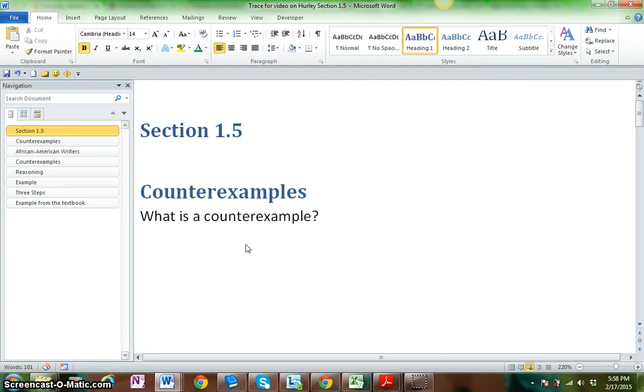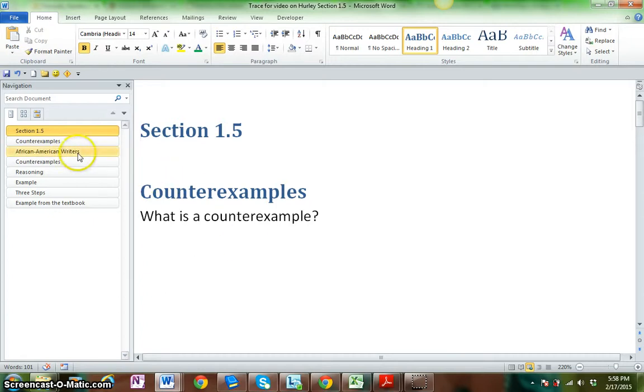This section is devoted to counterexamples. So the first thing we have to explain is what a counterexample is. And basically, a counterexample is an example that you give to prove that a person is wrong, is doing something incorrect or believing something incorrect.